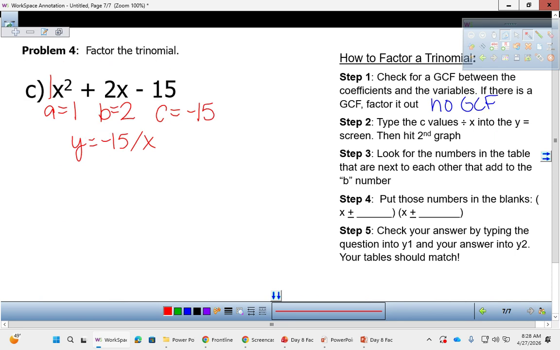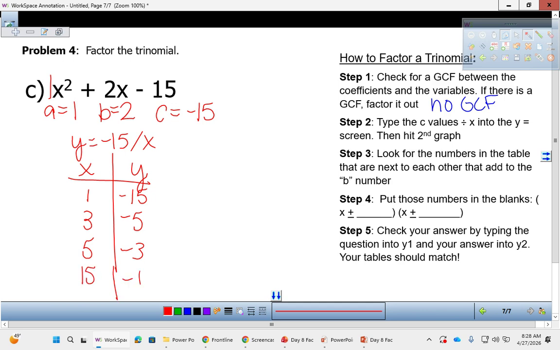So, if you type this in your calculator and you look at the table, you'd see like a 1 and a negative 15. Next to 2 would be a decimal. Next to 3 would be negative 5. Next to 5 would be negative 3. That's not a repeat. Why is that not a repeat? Because they're different. The negative's on a different number. So if you keep going, you eventually would hit a 15 and a negative 1, right? Those are the only whole numbers you're going to see in your table. I'm only pulling the whole numbers.